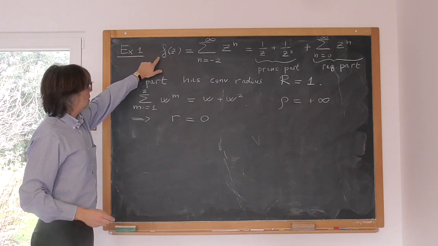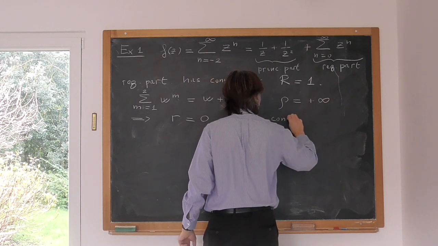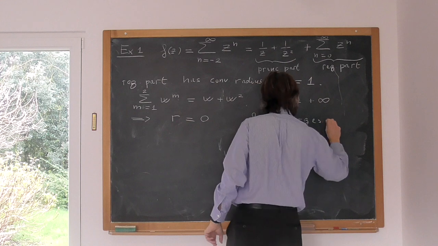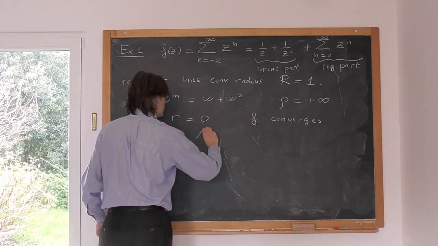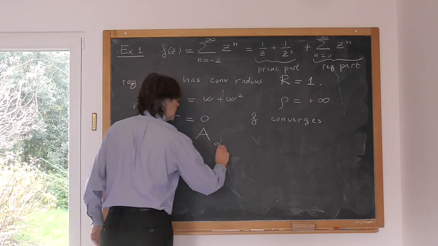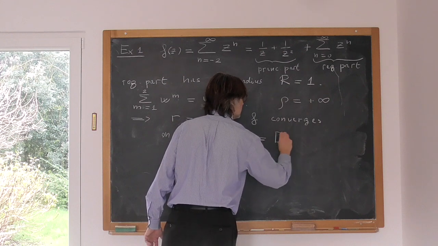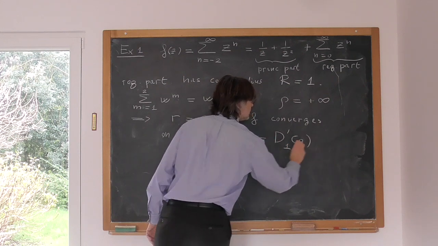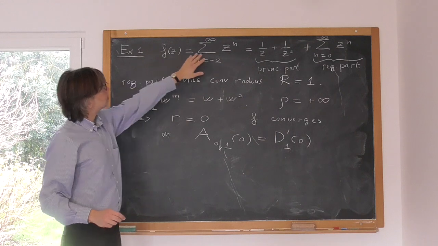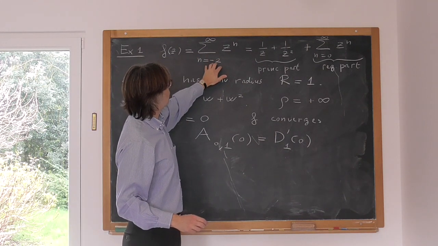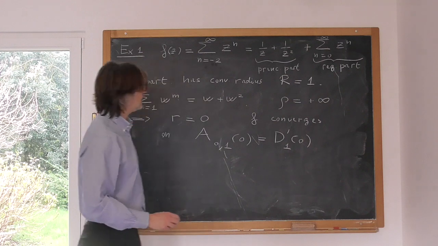Therefore, this Laurent series converges, f converges on the annulus of convergence, which in this case is the annulus with radii small r is 0, big R is 1, centered at 0. And this is nothing else but the punctured disk of radius 1 centered at 0. So this series converges for all z non-zero and in absolute value less than 1.